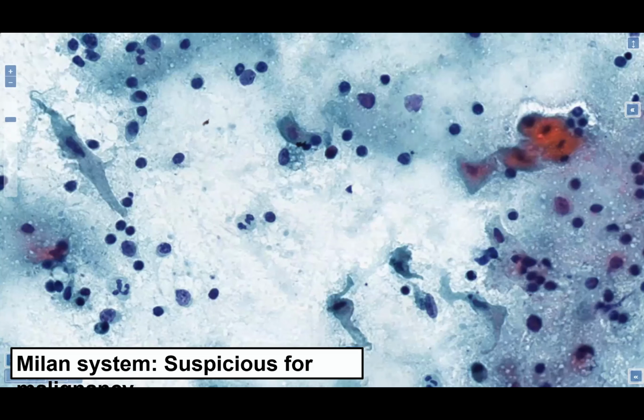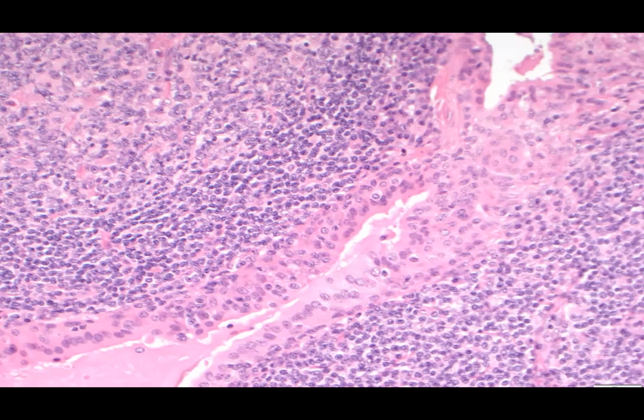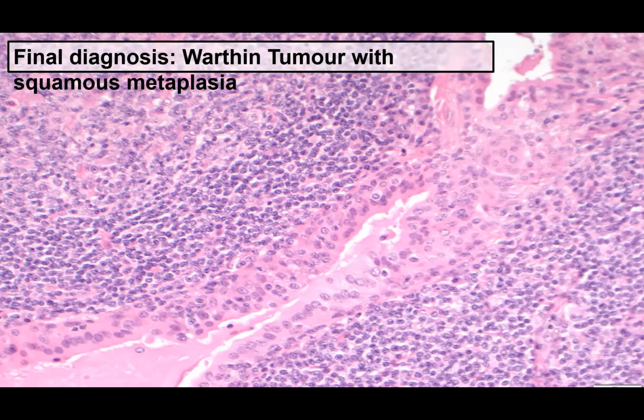And on further inspection, when we look, some of these look more like tadpole cells, there's some further ones here, but also there's some orangiophilia. So in the end, this was called suspicious for malignancy. This was discussed in the MDM, and the patient went on to have a left superficial parotidectomy. When we look at the histology, we can see there's a biphasic tumor here, in which you can see that it's got the oncocytic component, but there is some squamous metaplasia. So the final diagnosis with this was a Warthin's tumor with squamous metaplasia.